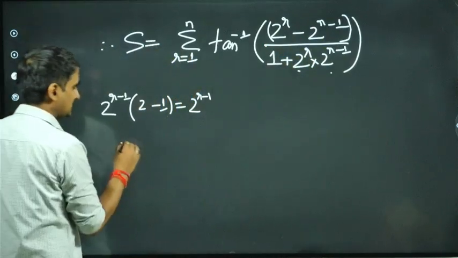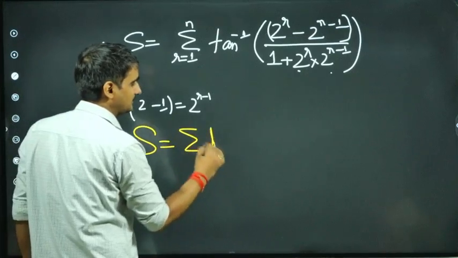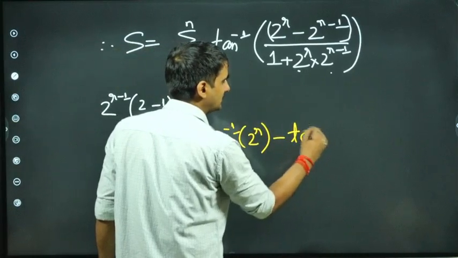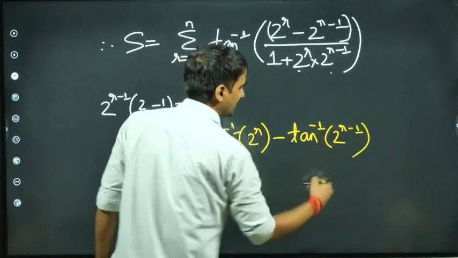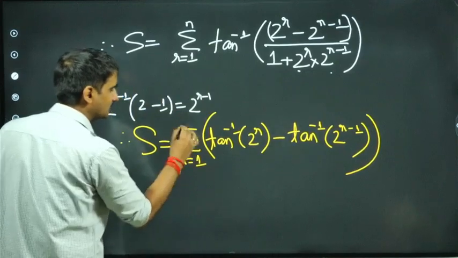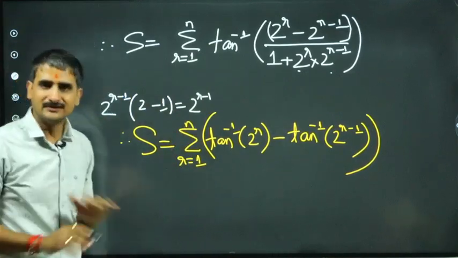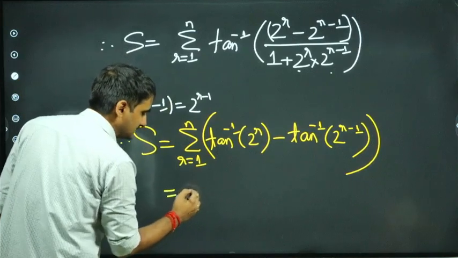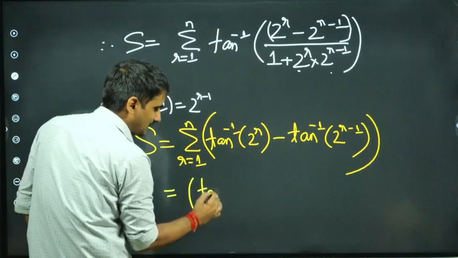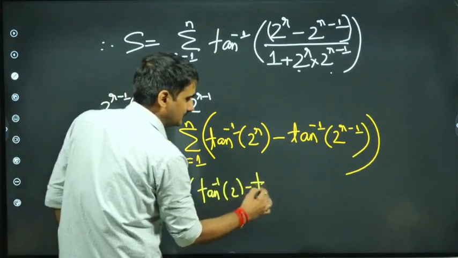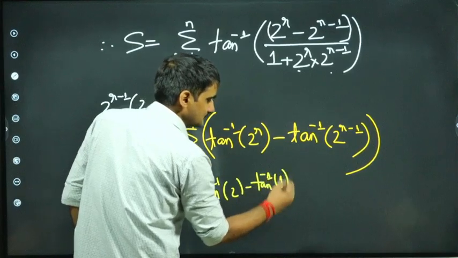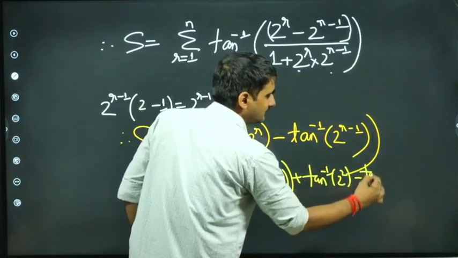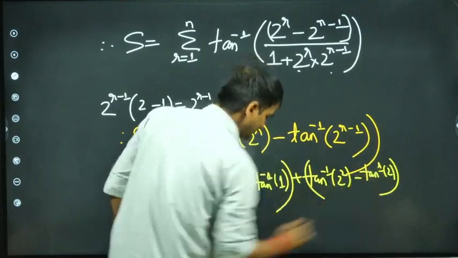So that means I can write S as summation of tan inverse of 2 raised to the power r minus tan inverse of 2 raised to the power r minus 1, r goes from 1 to n. Now you just have to go on putting the values of r from 1 to n. Consecutive terms will get cancelled. So put r as 1: tan inverse of 2 minus tan inverse of 1, that's the first term, plus tan inverse of 2 square minus tan inverse of 2. Similarly, dot dot dot.